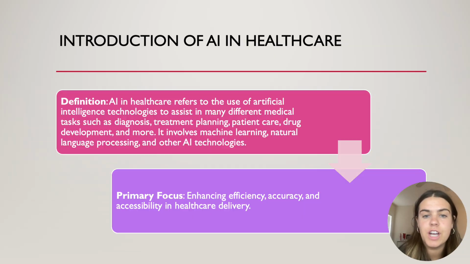So, this is just my introduction of AI in healthcare overall. I thought I would start out with explaining a definition of what AI in healthcare really is. AI in healthcare refers to the use of artificial intelligence technologies to assist in many different medical tasks such as diagnosis, treatment planning, patient care, drug development, and more. It involves machine learning, natural language processing, and other AI technologies. The primary focus is enhancing efficiency, accuracy, accessibility, and healthcare delivery. So, this is just an overall explanation of it. And I'm going to give you a deeper dive into what it's actually going to look like with helping machines, doctors, and more.